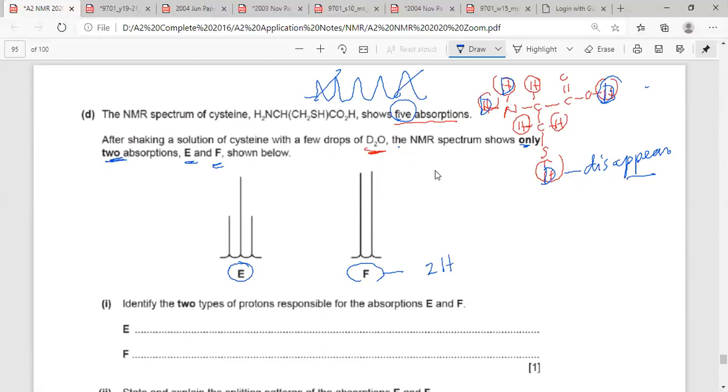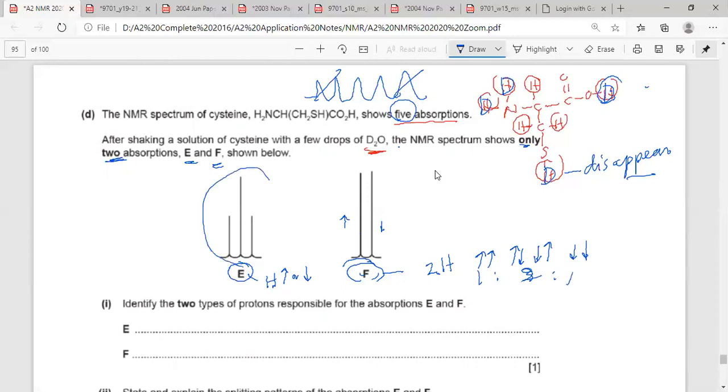Now E here, F here will split into 2. That means E got how many hydrogens? 1 hydrogen. Yeah, because 1 hydrogen will split this one here, 1 peak into 2, isn't it? Why? Because this hydrogen here goes up or down. So this one will be up, this one will be down. The 2 hydrogens here can split into 3, because the 2 hydrogens will be up and up, or up and down, or down and up, or down and down. So it's 1, 2, 1.